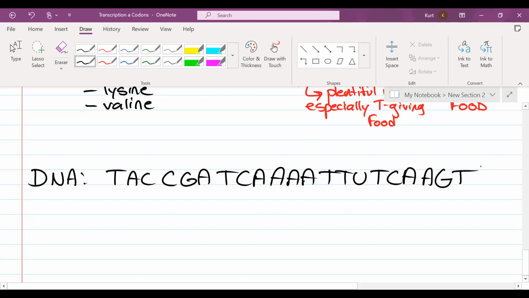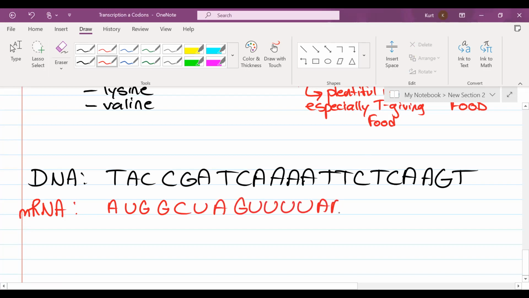Oh, my bad. I just had a brain fart. There. Okay, transcribe that. I want you to make the mRNA. I'll do it with you. So what you just did is transcription.